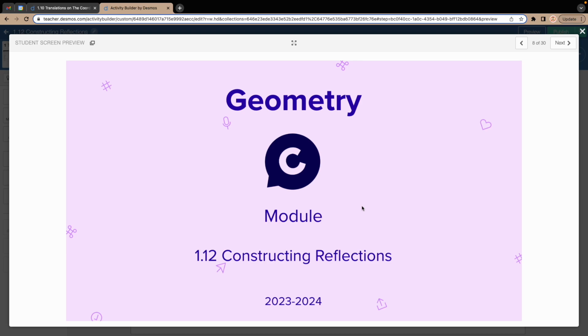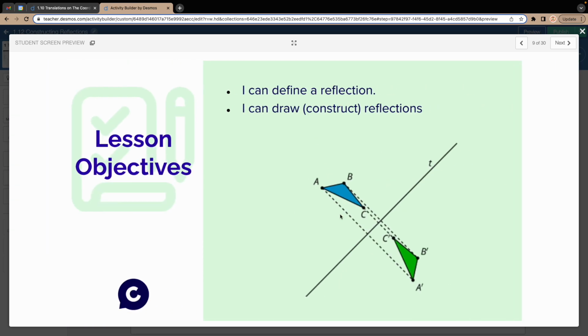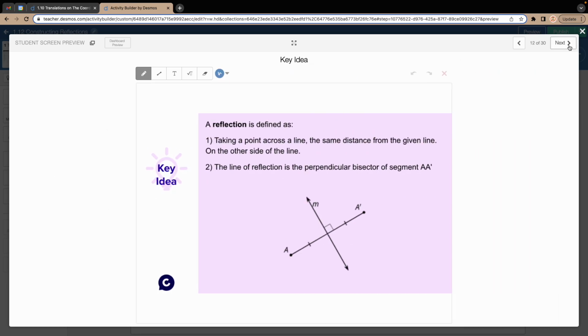And doing translations. We did them on the coordinate grid, and we did them with constructions. Now we're going to construct reflections. So we're going to see how we could draw a triangle and flip it to the other side of a line of reflection. Skipping through some of this.